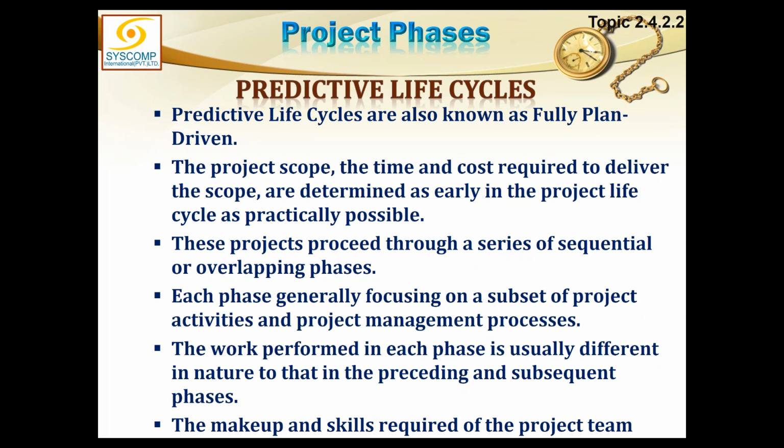The project scope and time and cost required to deliver the scope are determined as early in the project life cycle because of less uncertainty. These projects proceed through a series of sequential or overlapping phases. So there could be some overlaps, there could be sequences, but the project can proceed ahead. Each phase generally focuses on a subset of project activities and project management processes. The work performed in each phase is usually different in nature to that of the preceding or subsequent phase, and the makeup and skills required of the project team may vary from phase to phase. This is a general definition. This is how normally projects happen, the predictive way.